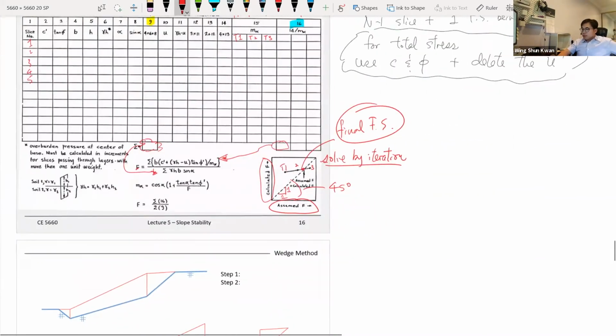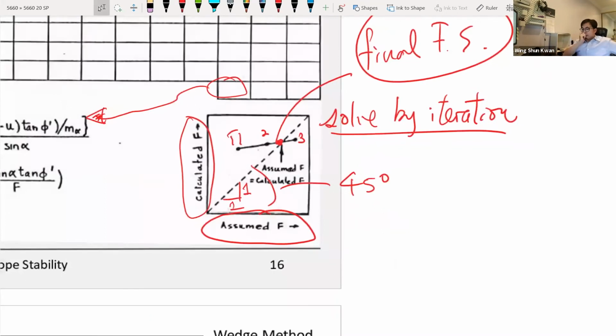So this is the intersection approach they use. You can do it by a simple graph on a piece of paper, or you can do it on Excel nowadays. So any questions over here? How to get this final factor of safety? Or overall this Bishop method?